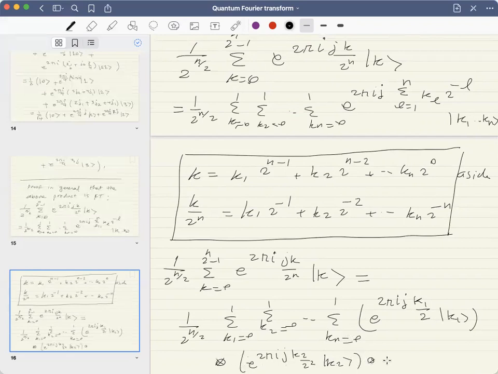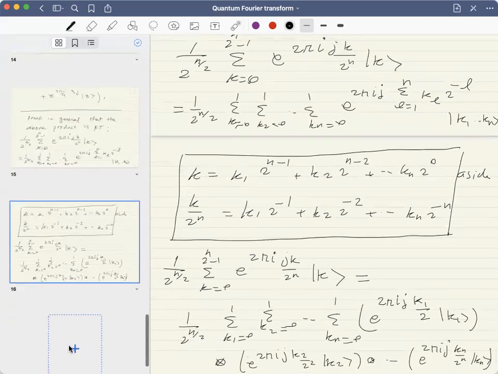And that keeps going. And finally, I tensor this with e to the 2 pi i j 2 to the minus n k_n.